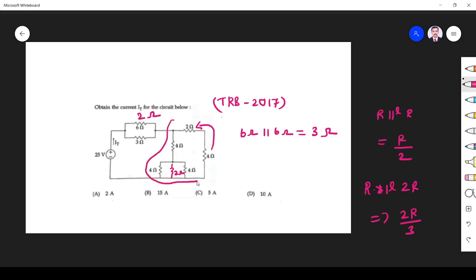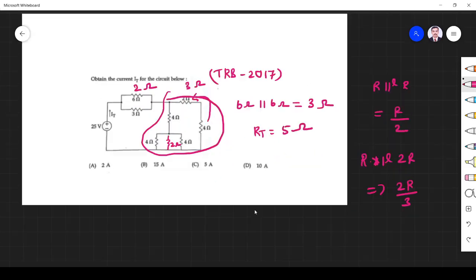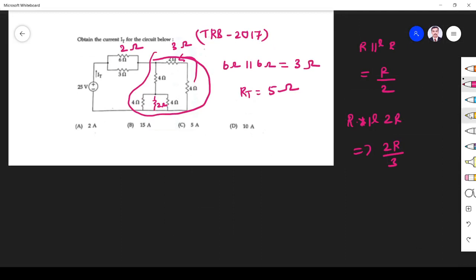All these combine in series with 3 ohm, so R total is 5 ohm. Since R total is 5 ohm, we can find I easily. I is equal to V by R. V is 25 volt, R is 5 ohm, so it is 5 ampere. So option C is the right answer.